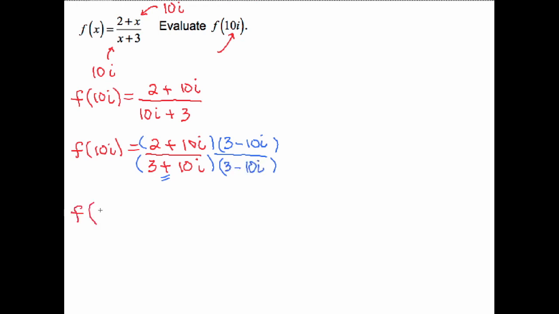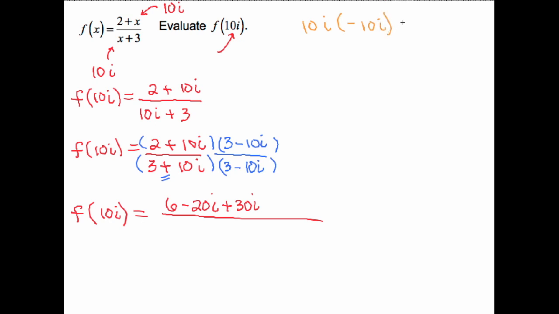So now I have f of 10i is equal to, and I'll focus my attention first on the numerator. 2 times 3 is 6. 2 times negative 10i is negative 20i. 10i times 3 is 30i. And 10i times negative 10i is negative 100 i squared. And remember, i squared is negative 1. So now I have negative 100 times negative 1, or 100. So that very last term is plus 100.